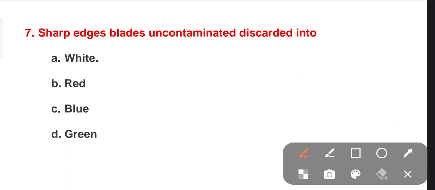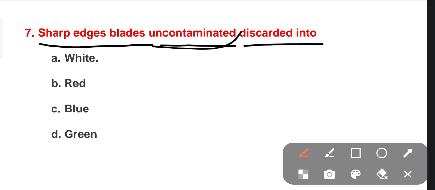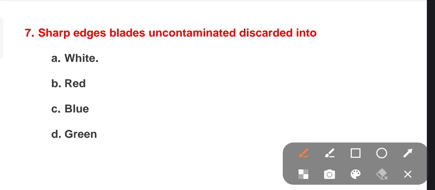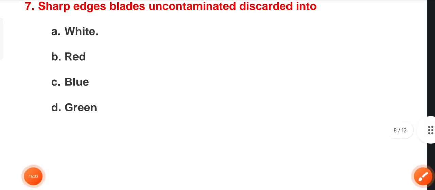The next question is sharp edges. Uncontaminated sharp edges and blades are discarded into which bin? White color bin, red color bin, blue color bin, or green color bin? The correct option is white color bin. So in the white color bin we have to discard the sharp edges and blades.